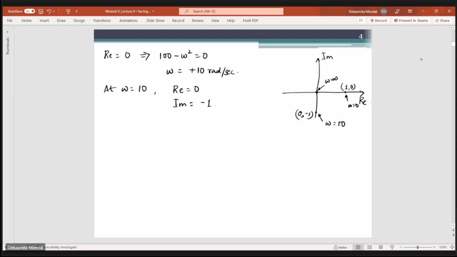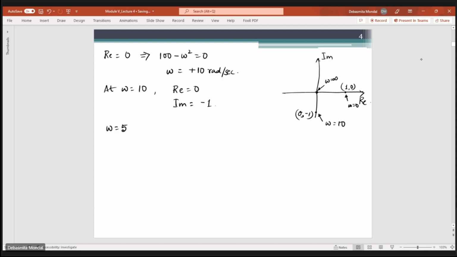So it will start over here. At omega equals 10, it will come over here, and at omega equals infinity, it will come over here. But this can follow any number of paths, right? So what we would like to do is find out, let's say between 0 and 10, where omega equals 5, which is the point corresponding to the polar plot.